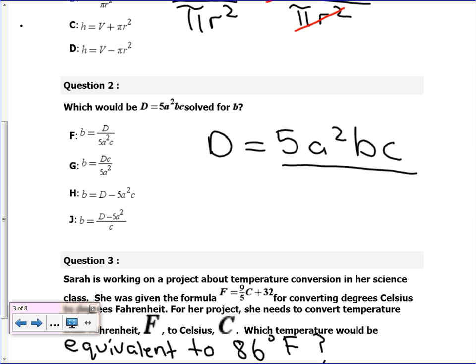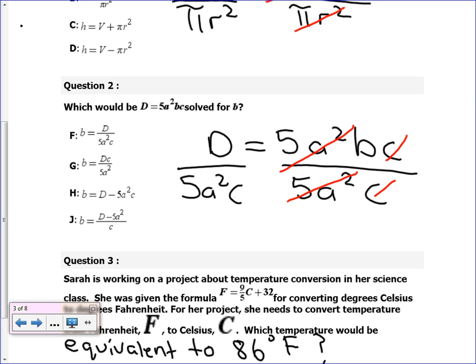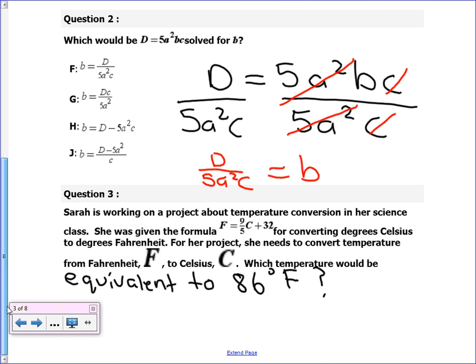So we're going to divide both sides by 5a squared C. So notice that the 5a squared and the c cancel, and we're left with b is equal to d divided by 5a squared c, which looks like choice F. Okay, now moving down to question 3.